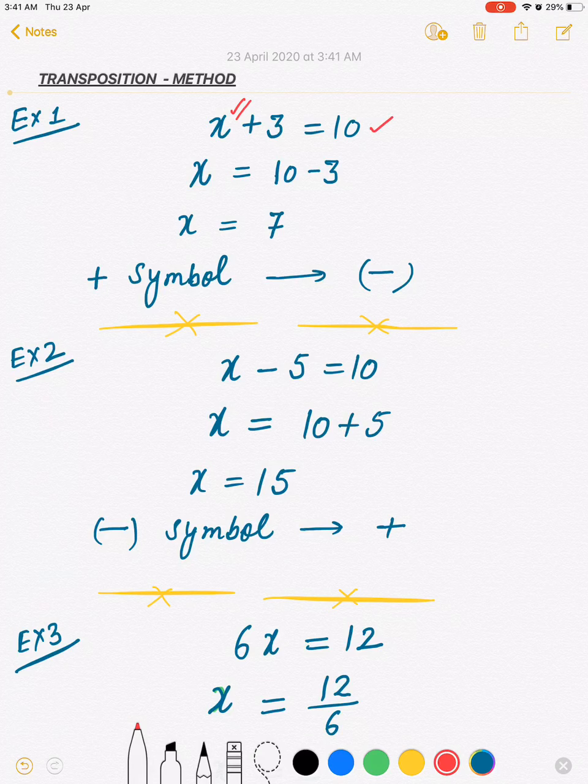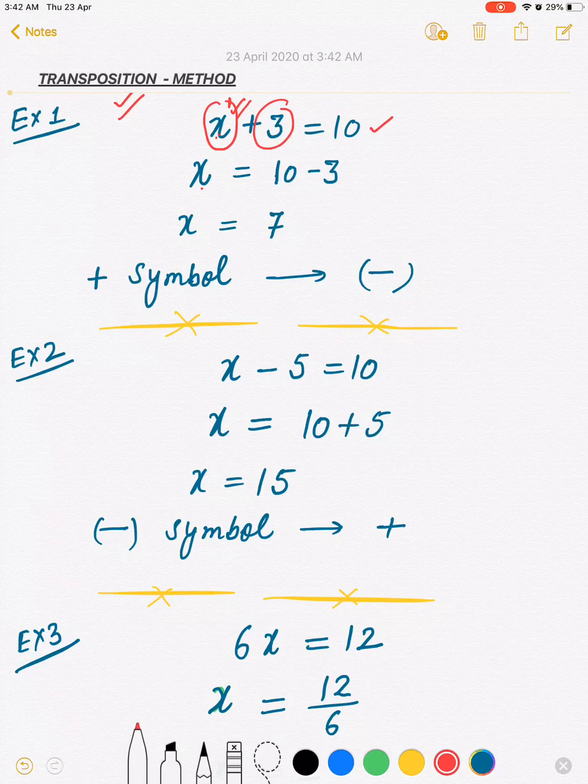So you see, this is an equation and here x to the power is 1, so this is a linear equation. Now the problem is how to find the value of this x. To find the value of x, there is one method, that is the transposition method. What do we do in this method? We take the variable on one side and the numbers on the other side.